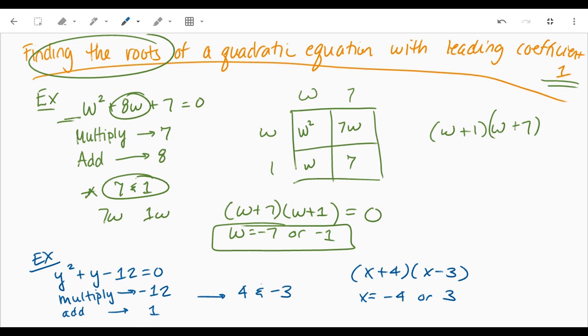Oops, and I switched from y's to x's, right? We're used to always seeing these with x's. So I'm just going to change my answer there. This should be a y.